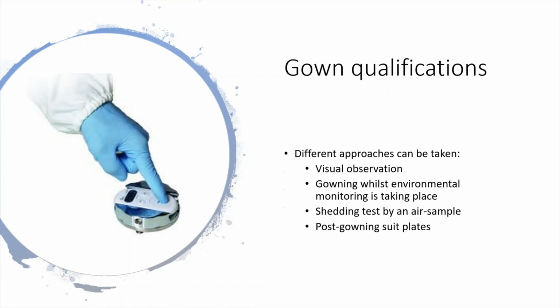And with gown qualifications, again, there are some different approaches that can be taken. So visual observation, gowning whilst environmental monitoring is taking place. Some facilities have people walk around an active air sampler, which gives an indication of the likely levels of shedding, and then maybe someone takes more gowning plates than would be taken for standard exit suit monitoring in order to give an overview of the rigorousness of the gowning process.